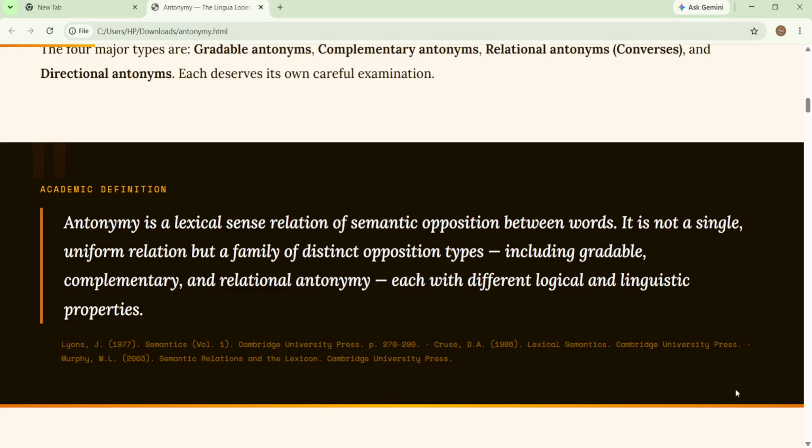Here's the definition. Antonymy is the lexical sense relation of semantic opposition between words. It is not a single uniform relation, but a family of distinct opposition types, including gradable, complementary, and relational antonymy, each with different logical and linguistic properties.